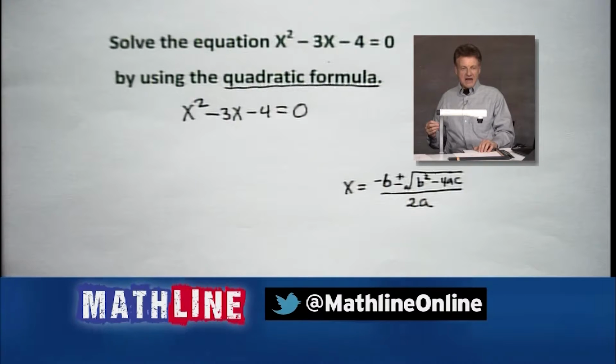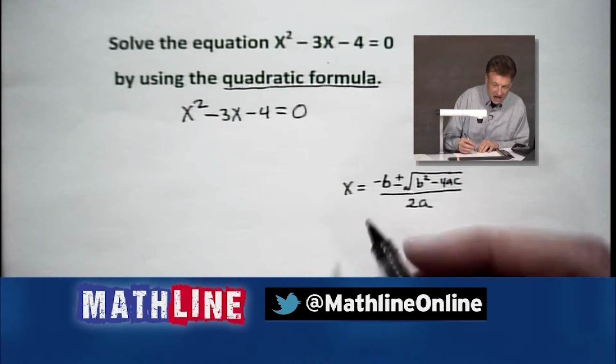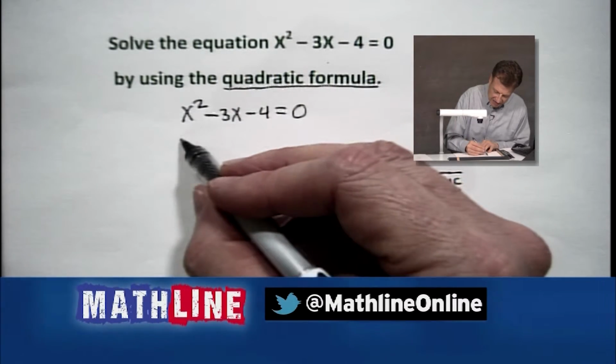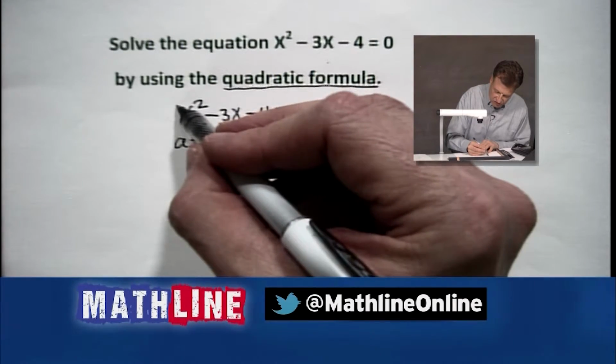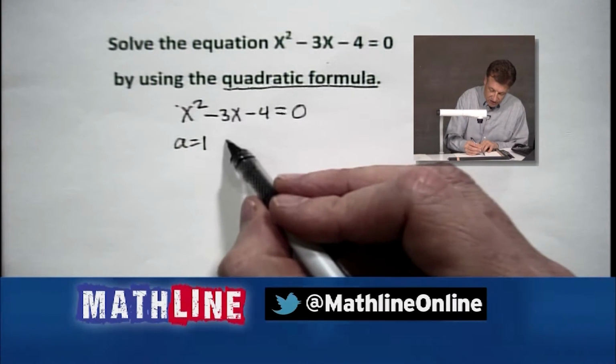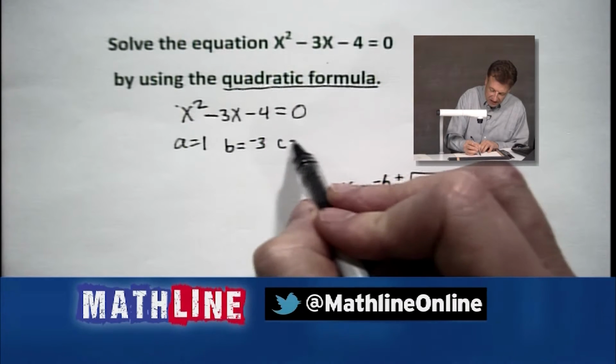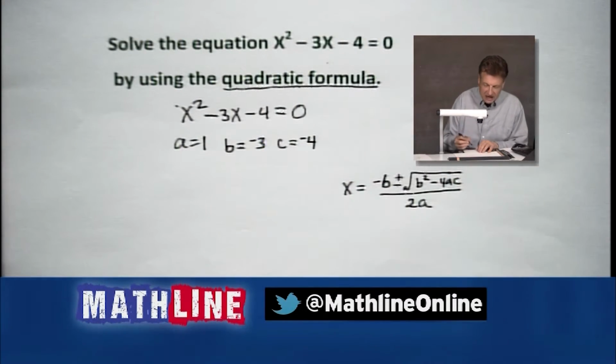You're going, Ernie, I don't see an A, B, or a C here. Yes, you do. Our values, here we go. A is the coefficient right here. A equals 1. B is the coefficient of the x, the linear term. It's a negative 3. And C, in our case here, is going to be negative 4.